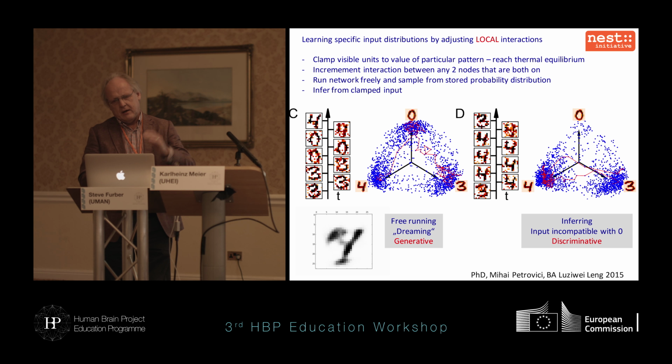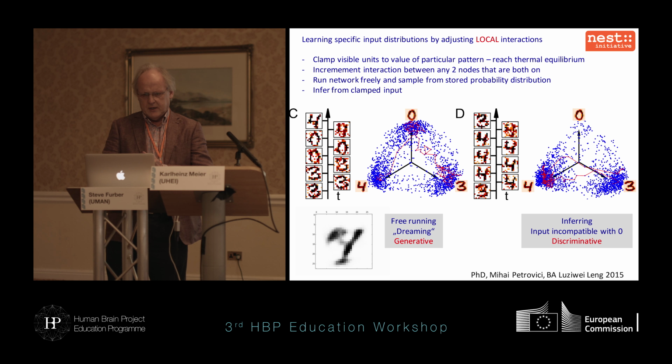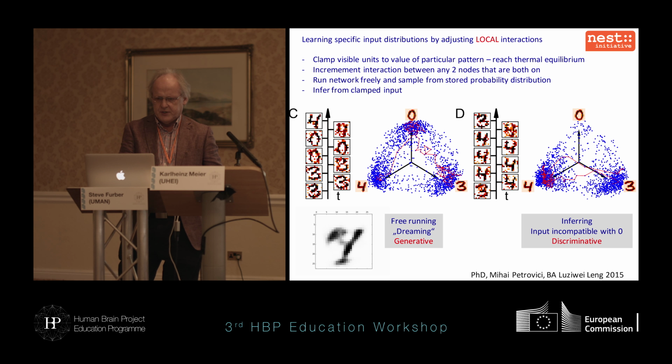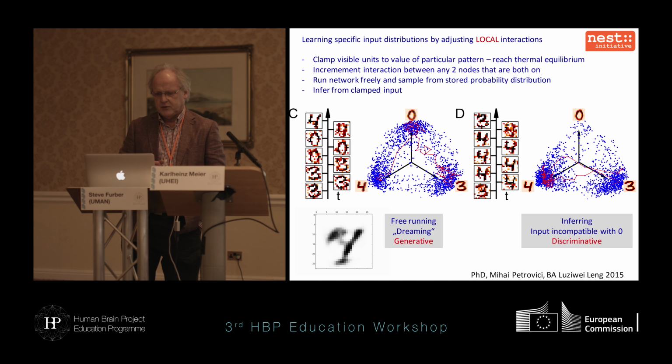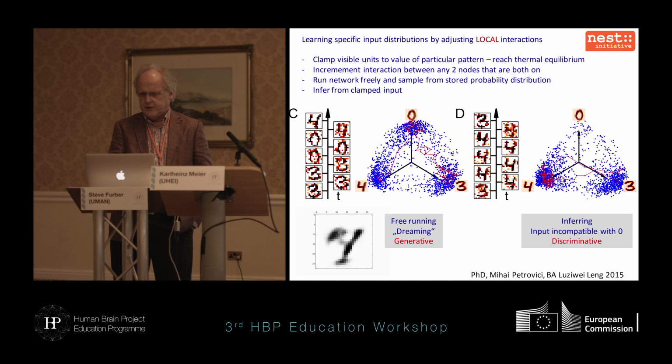And then pattern recognition. This is looking at handwritten digits, looking at local interactions. The network on the left with no inputs is free running and it's basically dreaming all the different digits it's learnt. The network on the right is given some input and it infers that that input is more compatible with the 0 that it's learnt than with the 4 and the 3.